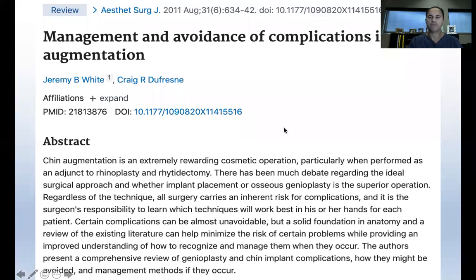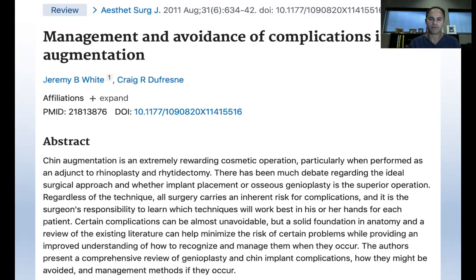So there may be complications associated with chin implants. There may be complications associated with sliding genioplasties. And so this paper really highlights that whether you choose osseous genioplasty or an implant placement, it's careful planning and it's very technique oriented. And so foundational anatomy needs to be exercised in dissecting the planes accurately in order to perform these operations without complications.